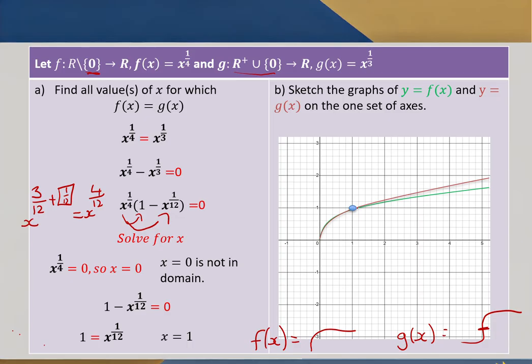The only thing I did not do is I need to make sure I label this point. You need to label everything and say coordinate, please.